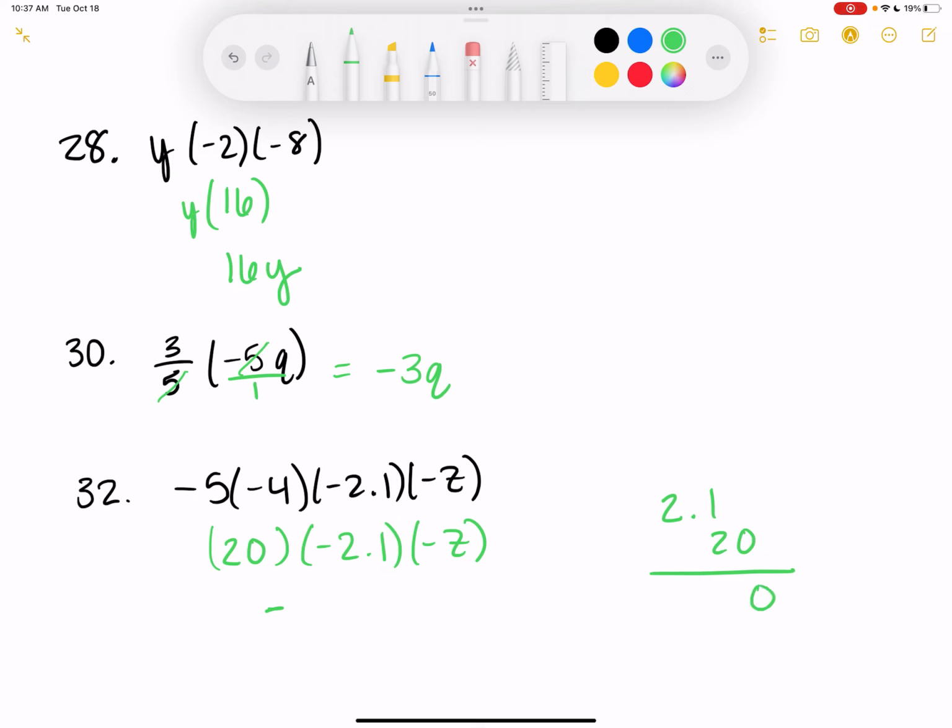2 times 1 is 2. 2 times 2 is 4. How many decimal places do I have? 1. So I'm going to bring it over. So I have 42. So -42 times -z would be what? Positive 42z. Yep.